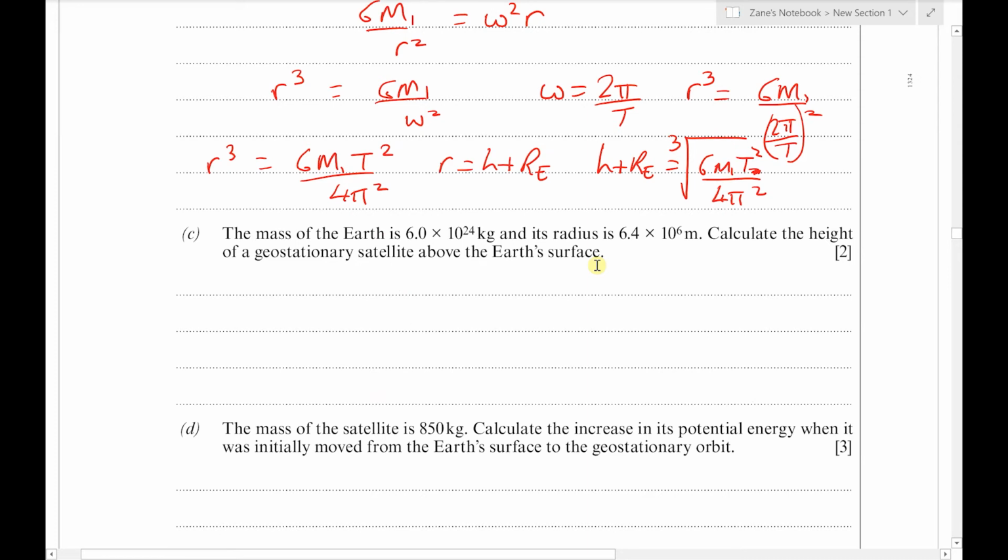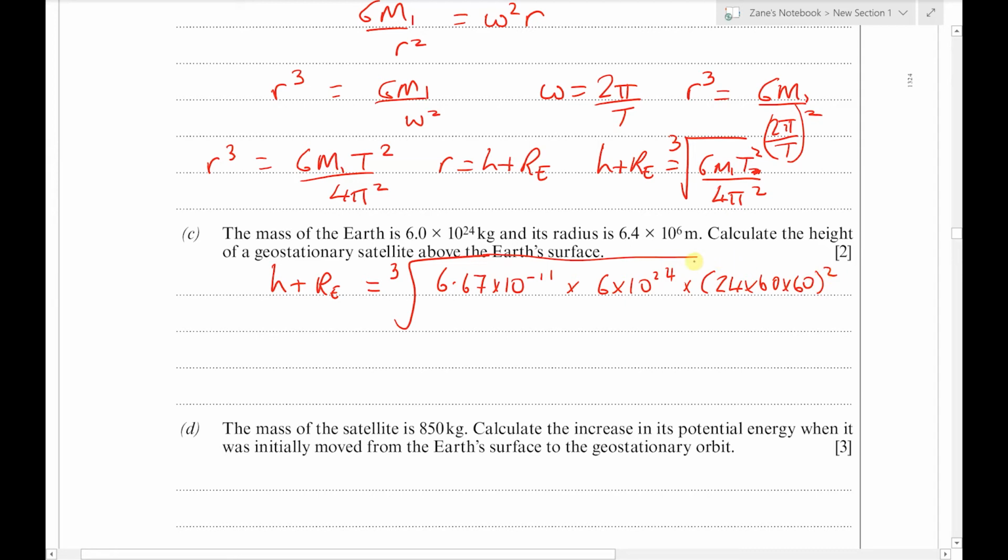Next, we're asked to calculate the height of a geostationary satellite above the Earth of mass 6 times 10 to the 24 kilograms with a radius of the Earth of 6.4 times 10 to the 6 meters. So let's plug some numbers into that equation. h plus RE is going to be the cube root of 6.67 times 10 to the minus 11 for G, times the mass of the Earth, 6 times 10 to the 24, times the period of orbit. Now the period of a geostationary satellite is 24 hours, but we need that in seconds, and it's squared, all over 4 pi squared.